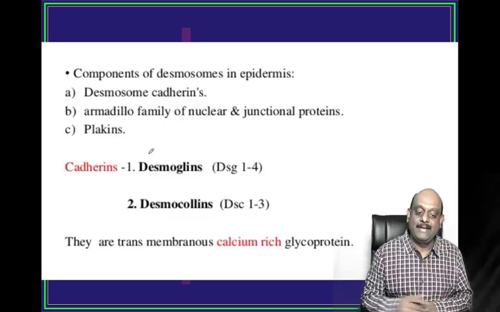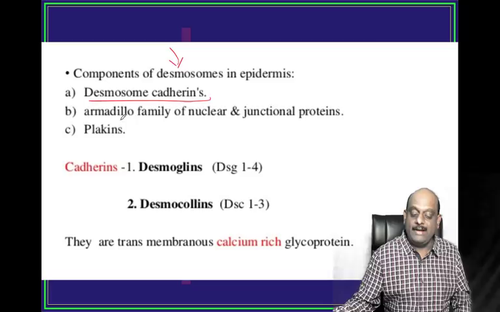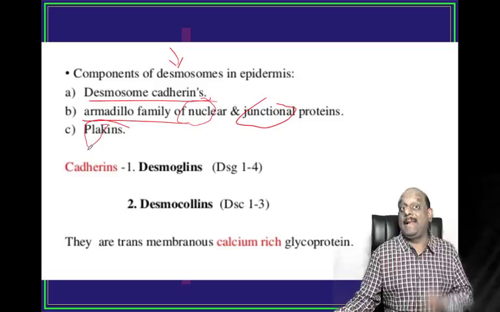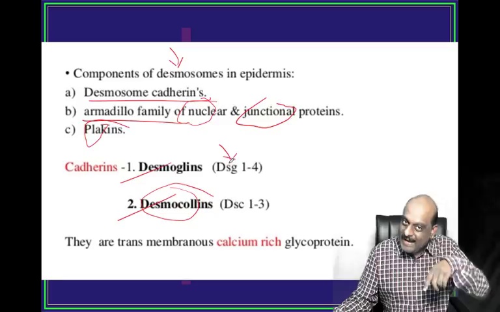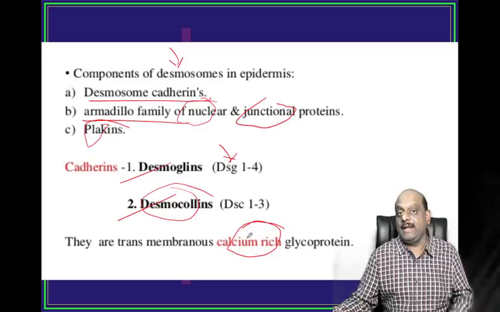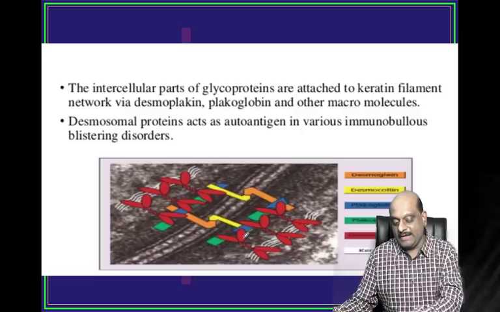And what are the components of desmosomes in the epidermis? Desmosomal cadherins, the armadillo family of nuclear and junctional proteins, and plakins. Cadherins are of two types, desmogleins and desmocollins. That's how you divide. So desmoglein 1, desmoglein 3, pemphigus vulgaris, bullous pemphigoid, we discussed that just now, right? And typically cadherins are calcium rich glycoproteins. That is what you need to remember.